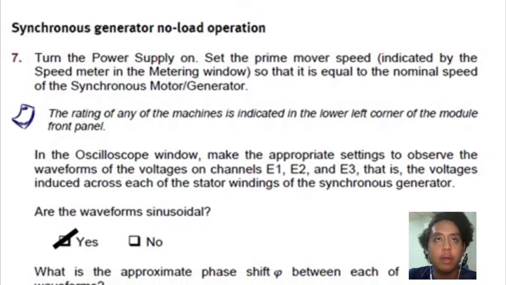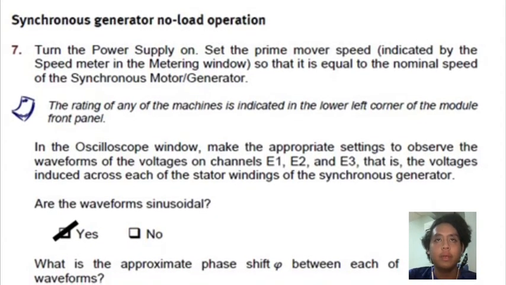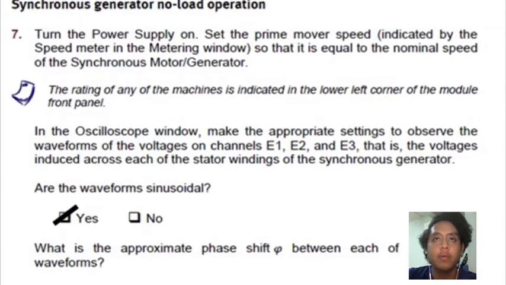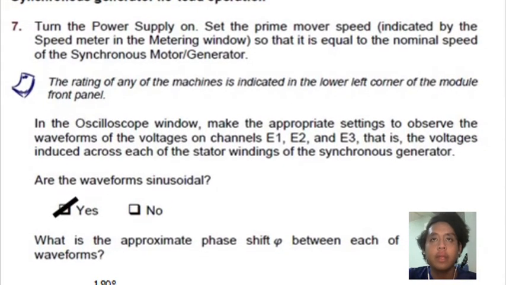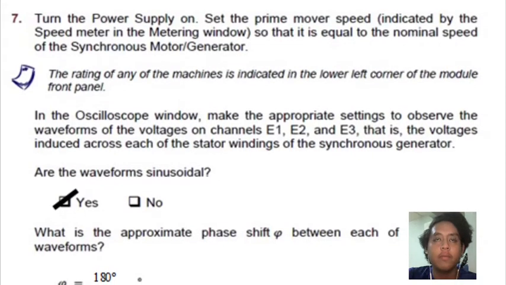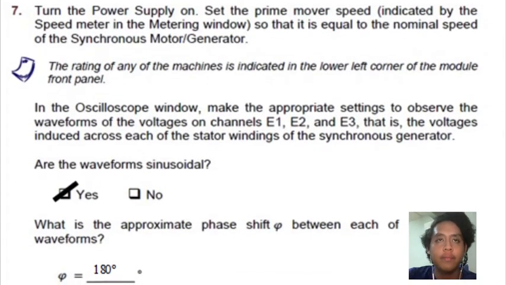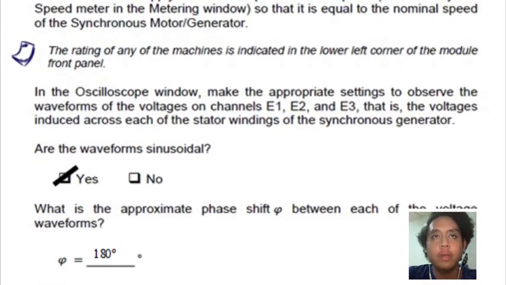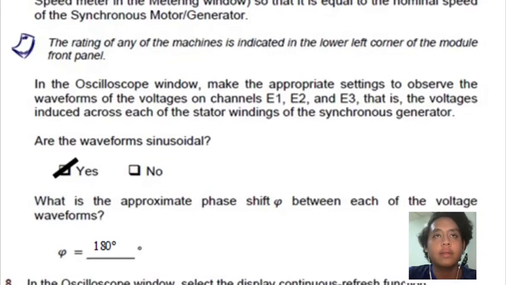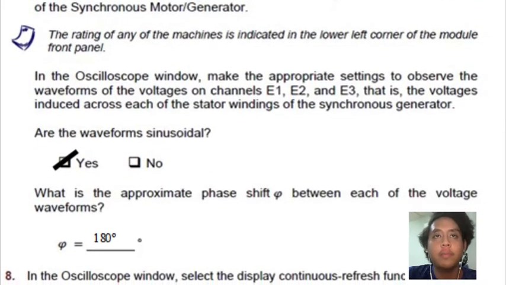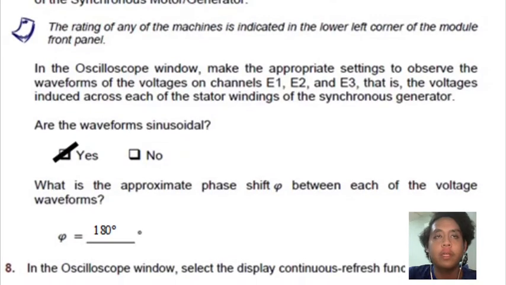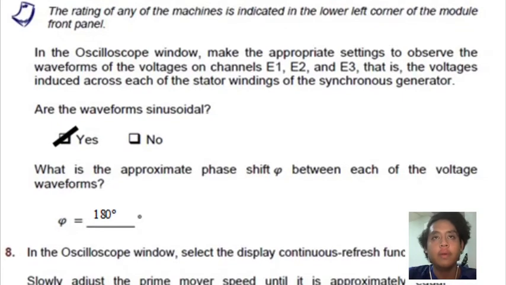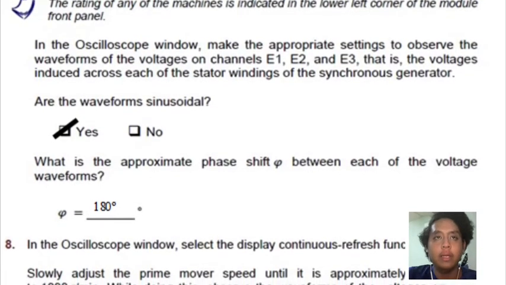In the oscilloscope window, make the appropriate settings to observe the waveform of the voltage on channels E1, E2 and E3. That is the voltage induced across each of the stator windings of the synchronous generator. Okay, so for the question, are the waveforms sinusoidal? So the answer is yes. Okay, what is the approximate phase shift between each of the voltage waveforms? So the phase shift is 180 degrees.